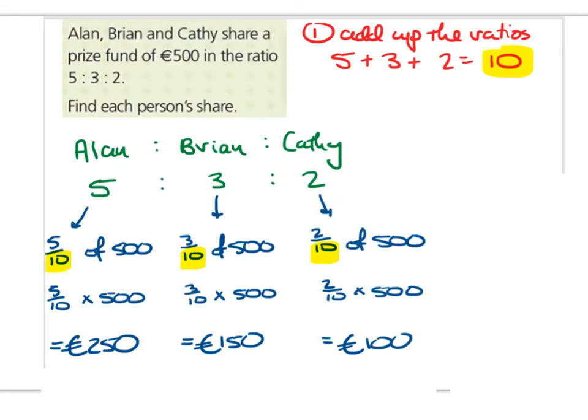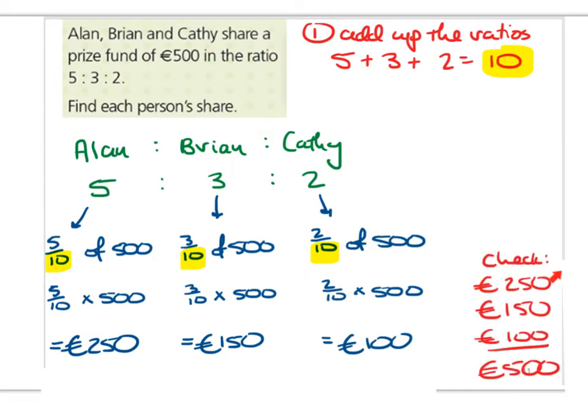And a good way to check if you've done it right is add up the amounts and see if you get back to the start. So €250 plus €150 plus €100 gives us €500.